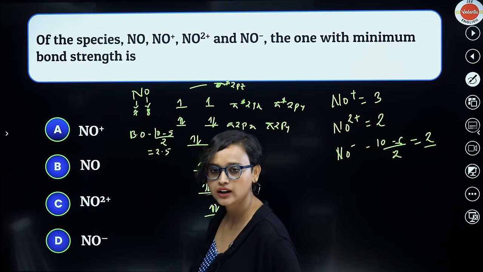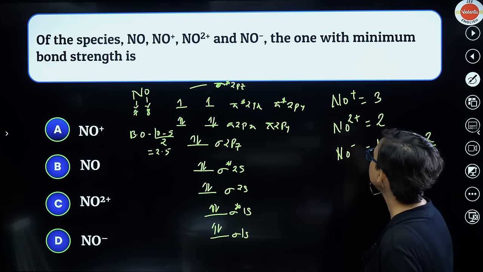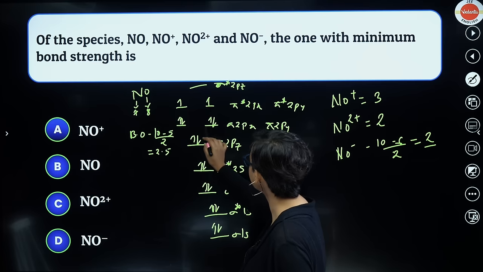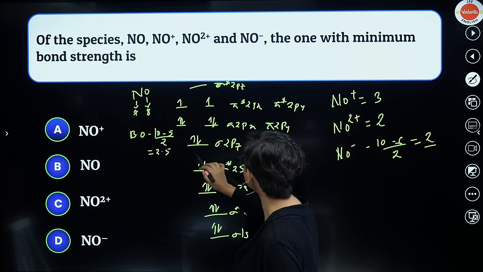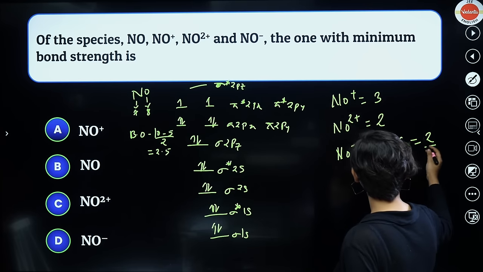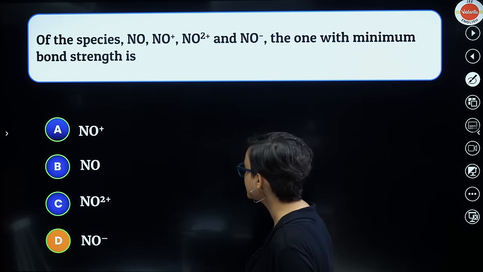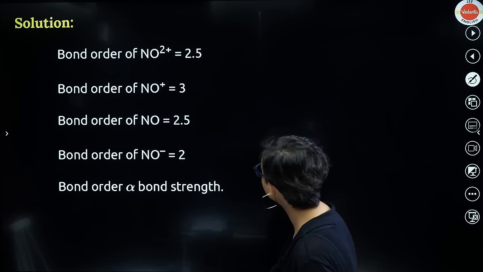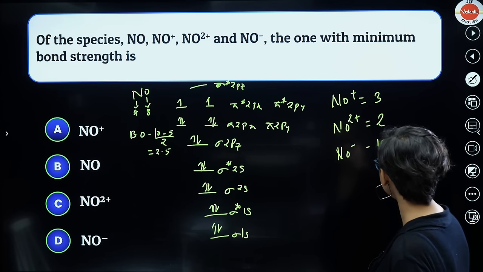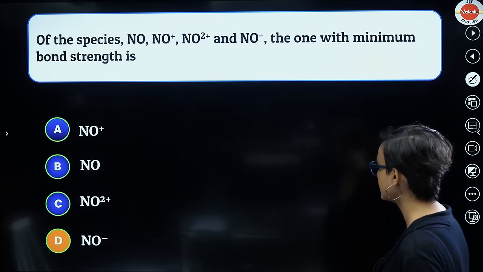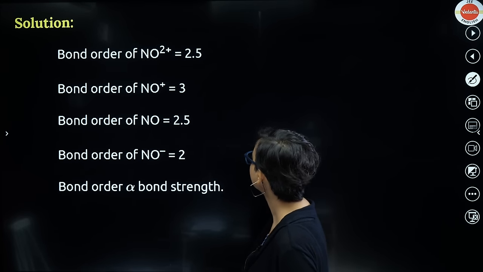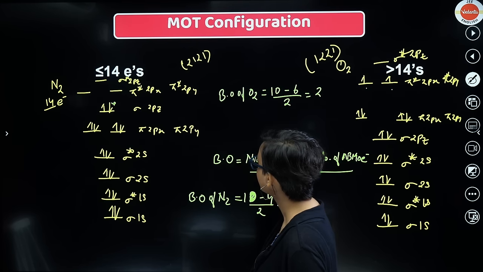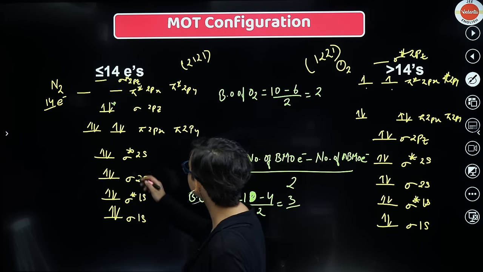Correct only, right? The correct answer they say is minimum bond strength. One second. 10 bonding electrons, 10 minus 6, 4 divided by 2 is equal to 2. Okay, all right. So the correct answer they are saying is, have I made a mistake here? NO plus is 3. NO2 plus they are saying is 2.5. Have I made a mistake, guys? NO2 plus, so 2 electrons will go, right?